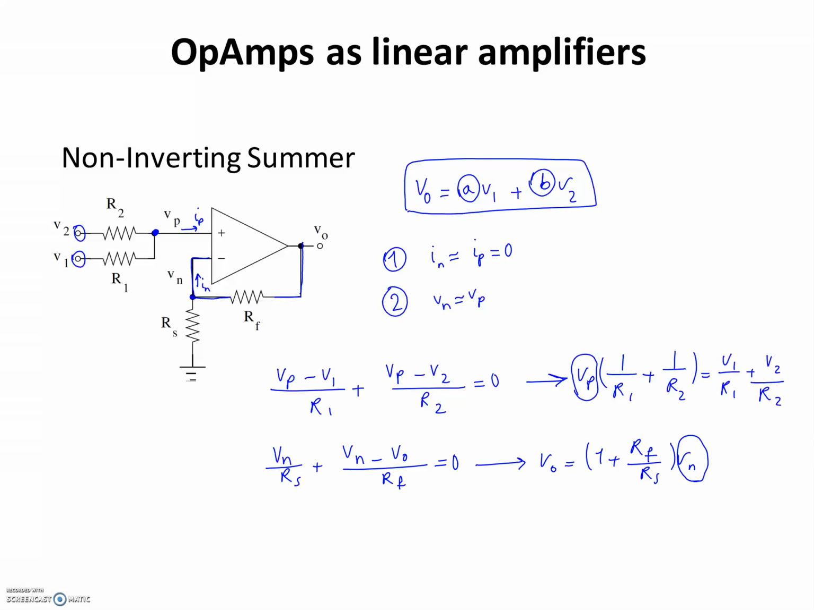If you do so, you're going to have Vout equal to (1 plus Rf over Rs) divided by (1 over R1 plus 1 over R2), multiplied by (V1 over R1 plus V2 over R2). As you can see, we found an expression that relates Vout to V1 and V2. So this op-amp circuit configuration is the weighted summer configuration, a non-inverting weighted summer.